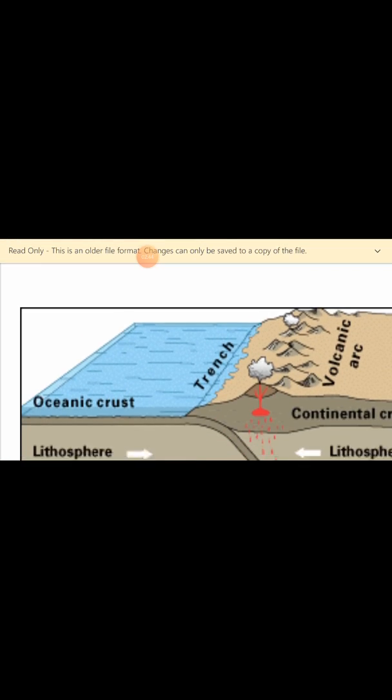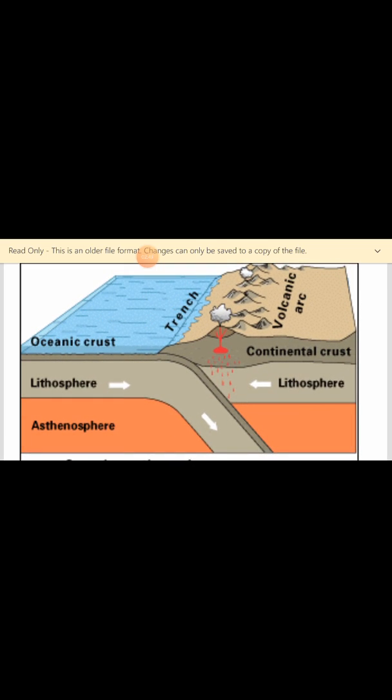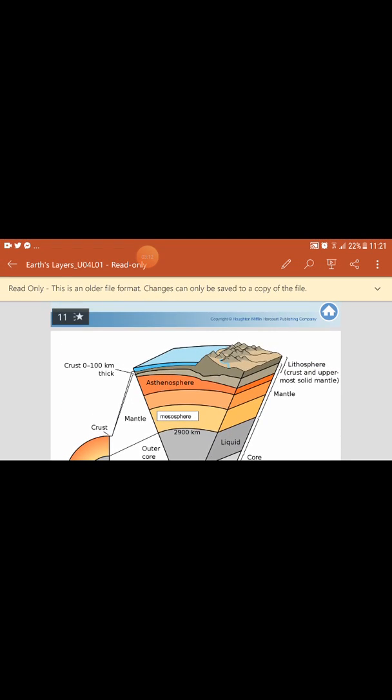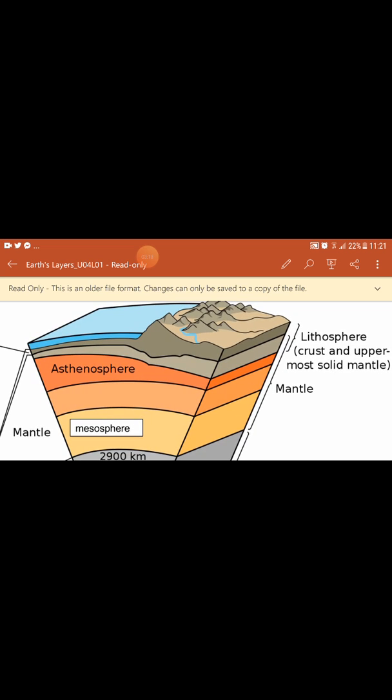Also, the lithosphere is divided into parts, into separated plates. These separated plates are called tectonic plates, and the movement of the tectonic plates causes volcanoes and earthquakes. Okay, so this is about the lithosphere, the upper part of the earth, which is made of the crust and the uppermost solid mantle.